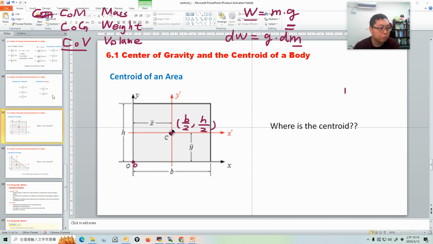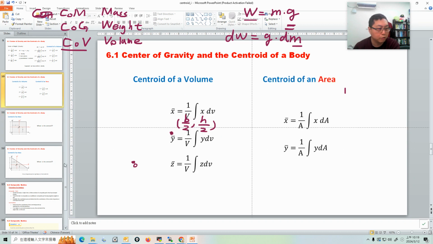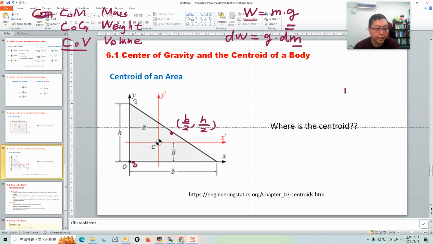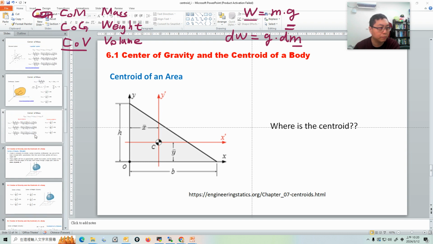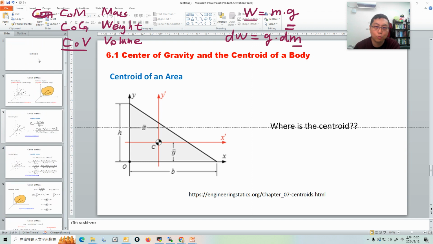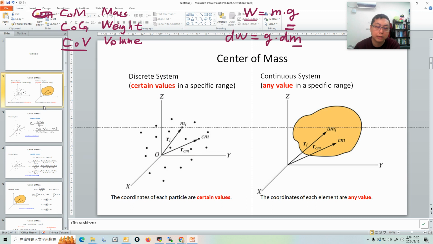But just like I said, I will use this formula to calculate the centroid of a right triangle. The centroid of a triangle is used a lot, so I need to demonstrate it to convince you where the centroid of the right triangle is. So I'll just start a video here. This is just a conceptual video, telling you where the centroid of area comes from. It all comes from the center of mass.